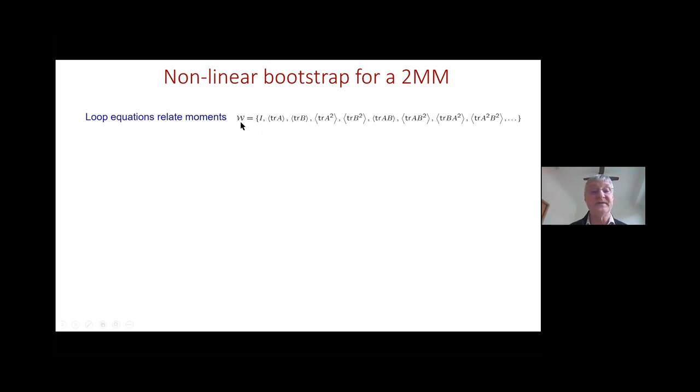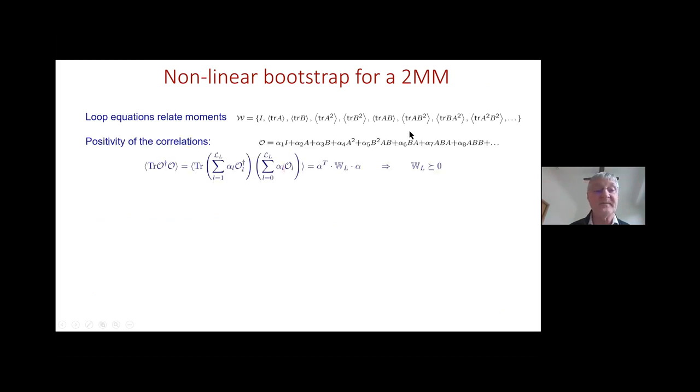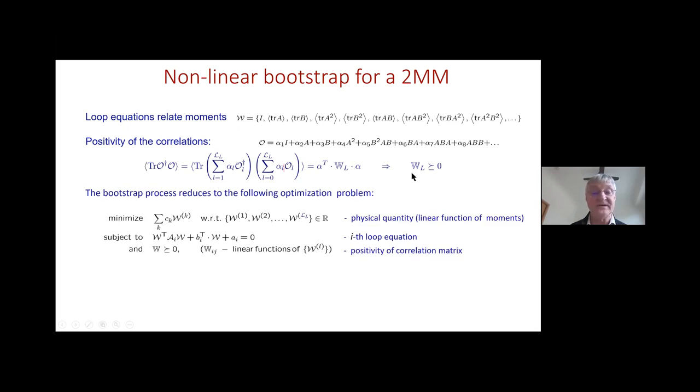So we have loop equations relating all these moments, and first we form an operator, a matrix operator, which is a linear combination with arbitrary coefficients alpha of all these words, matrix words. Then we take trace O dagger O of this combination, which is by definition positive, and it defines a positive definite matrix W_L, the so-called correlation matrix. So our condition is to impose all this positivity of correlations.